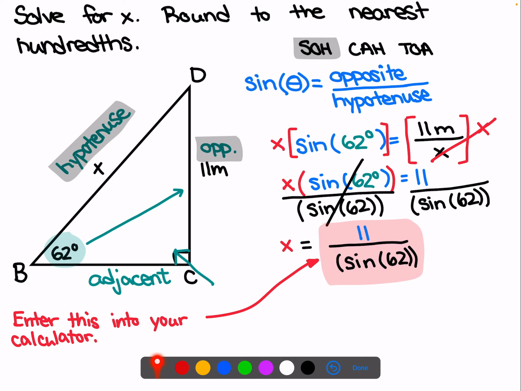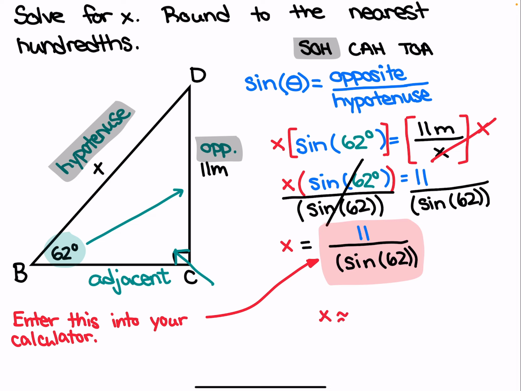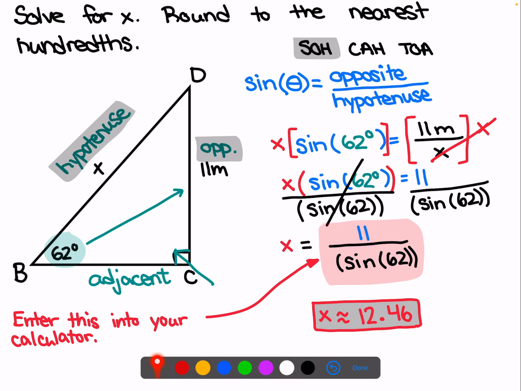That is what you want to enter in on your calculator. Now again, make sure that you're in degrees. We talked about that earlier. But if you enter that into your calculator, 11 over sine of 62, you'll be left with 12.458270056. But again, we're rounding to the nearest hundredth. So that'd be x is about 12.46. This is one of the more difficult ones because our x value is in the denominator. Let's see what a problem looks like if x is in the numerator instead.